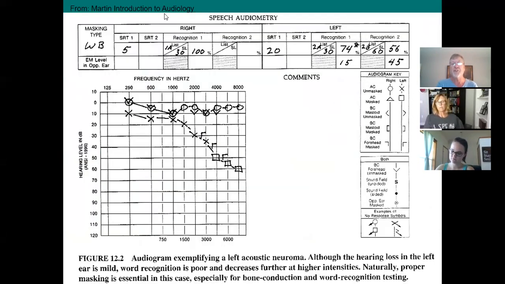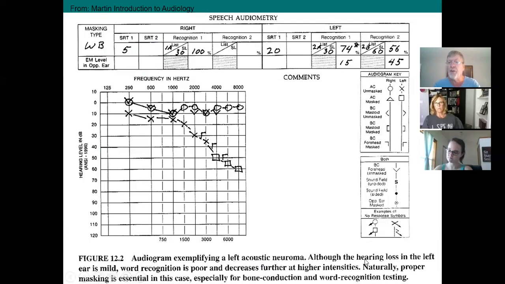Out of Martin, your textbook in Martin shows an audiogram looking like this. And if you look at this audiogram closely, you can see the right ear is normal. Now, Martin has weird symbols for bone conduction. I don't know why he does these like this. I have no idea. But look at the left ear. All of a sudden, whoa, goes down. Strange, okay? Very, very weird, okay? Again, exemplifying a left acoustic neuroma.